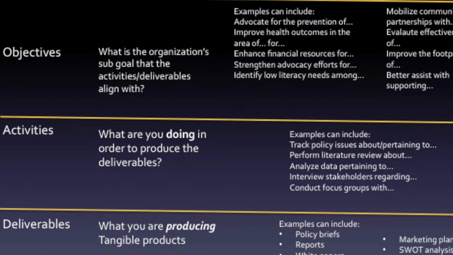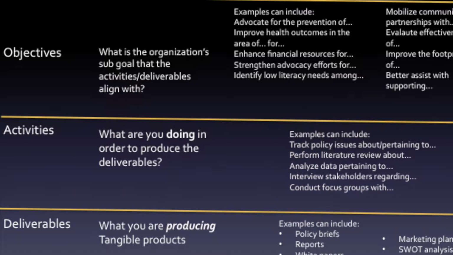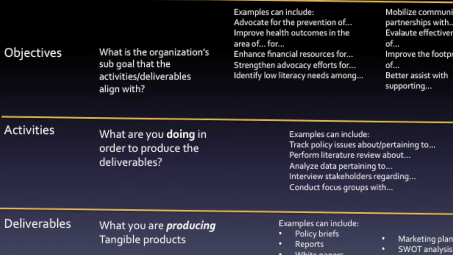So let's go ahead and start at the bottom here with the deliverables. So what you're producing, these are the tangible products. In a traditional class, your deliverable is the assignment you submit. This could be an exam, a paper, or a project. In practicum, deliverable is based on the workplace, so deliverable can be very different.